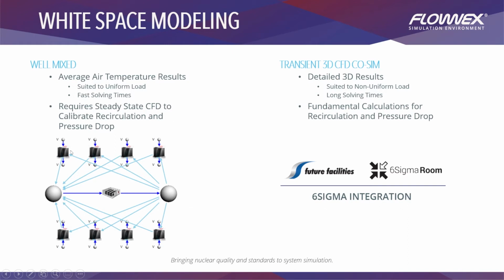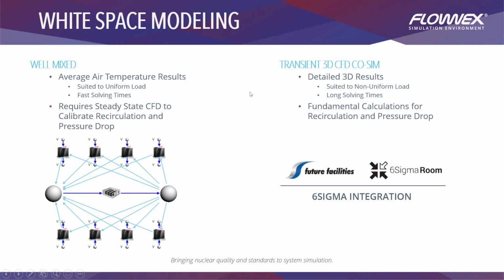So here you can see we have these CRA components that we looked at earlier, and each of the CRAs has an inlet temperature from one hot node and an outlet to one cold node. This simplifies the system down and really speeds up solving times and is well suited to data centers with a uniform load. It does require a steady state CFD to calibrate the amount of recirculation that we see in the white space and also to calibrate the pressure drop that we see in the white space. So a small amount of CFD work is still required, but we can then use those CFD results and scale them accordingly to understand the transient performance of the system.